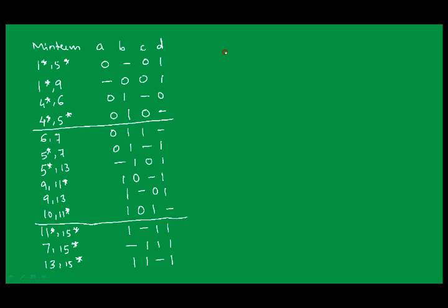Next we will compare the min terms in the first two groups. Okay, go on, don't wait for me, you just go on comparing the min terms. Check the position of dashes and go on comparing those min terms.